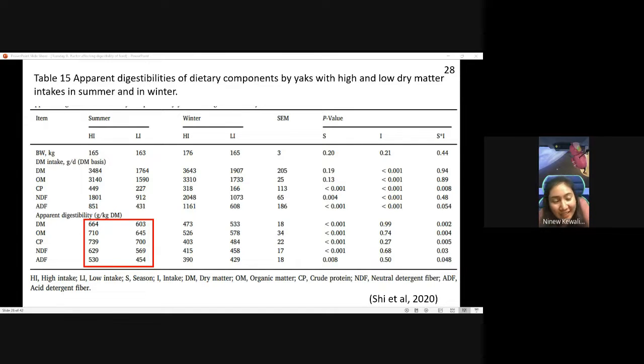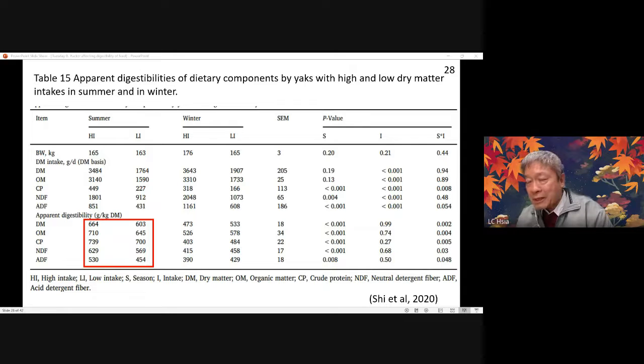You said in the summer, the animal will decrease the feed intake. The feed intake will decrease because the environment temperature is high. So if the feed intake decreases, the nutrient digestibility will increase because of the lower amount of feed. Yes.